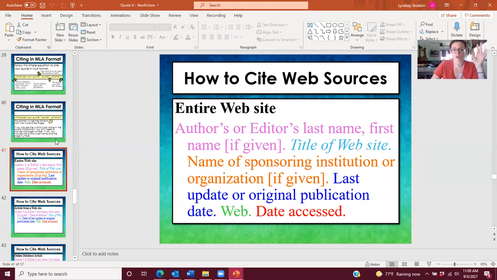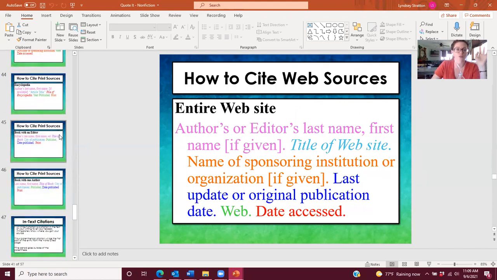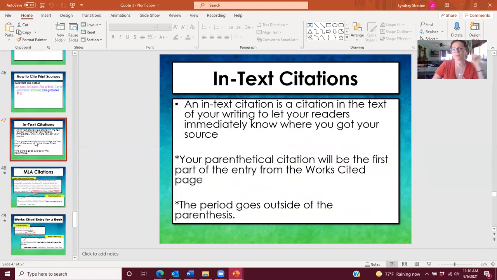I already went over this, okay? Then how to cite web sources, but you guys don't need this because you know why? Because we have easybib.com. So your parenthetical citation will be the first part of the entry from the works cited page, okay? So if your source has an author, that means that your parenthetical is going to have that author's last name. If it does not have one, your parenthetical will be the abbreviated title, okay? Which means that your works cited entry will be starting with the title of that work, okay?